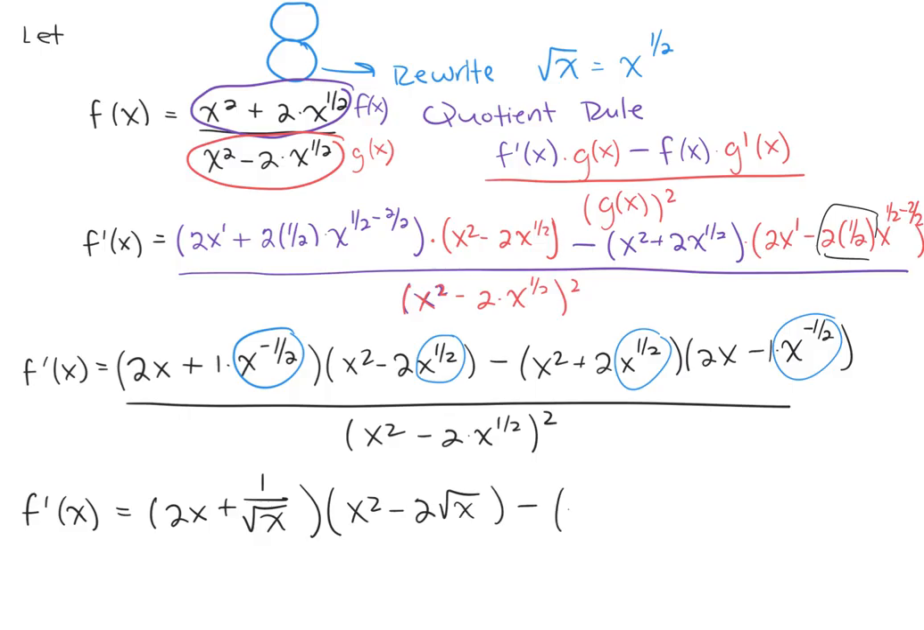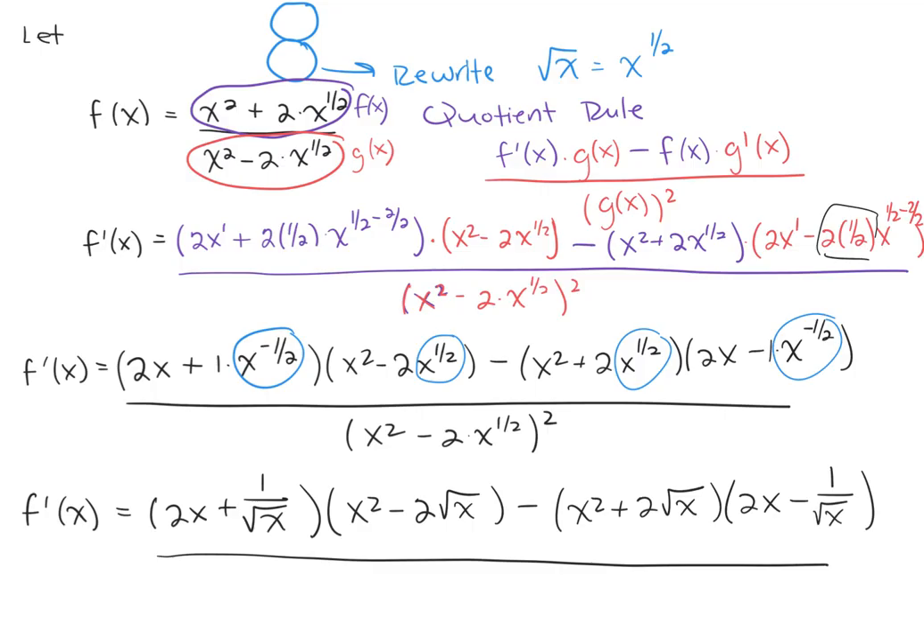minus x squared plus 2 times x to the 1/2, which is the same thing as times the square root of x. And then 2x minus, and again, remember, because I have this negative exponent, that's the same thing as 1 over x to the 1/2, and 1 over x to the 1/2 is just the same thing as 1 over the square root of x. And then all of this is over that denominator squared.